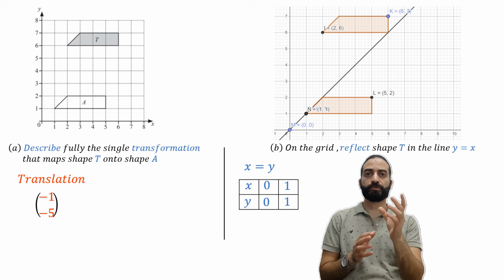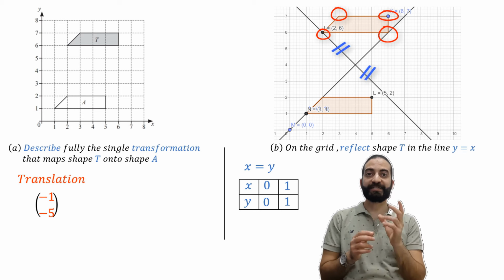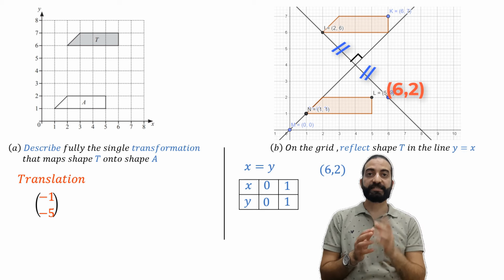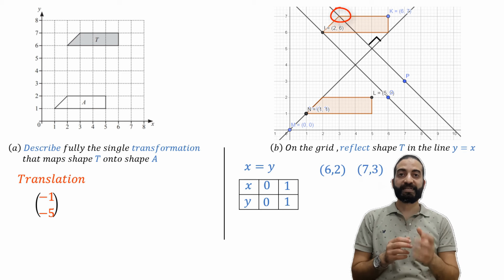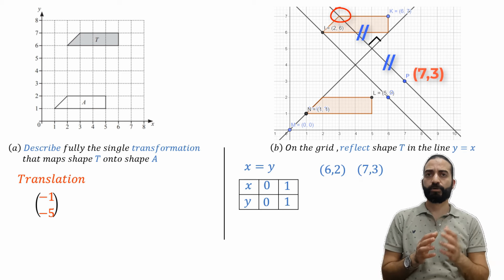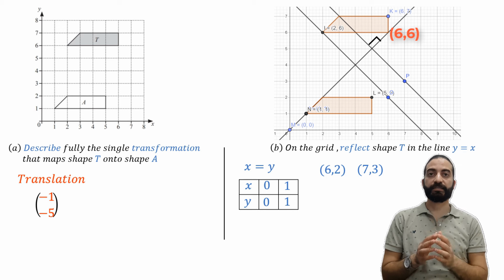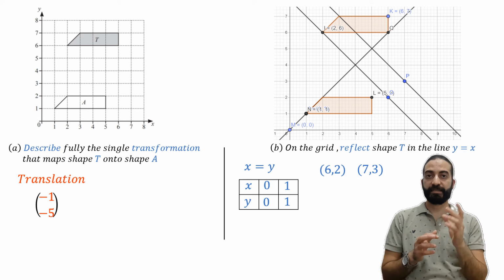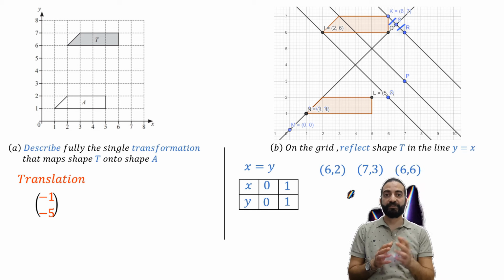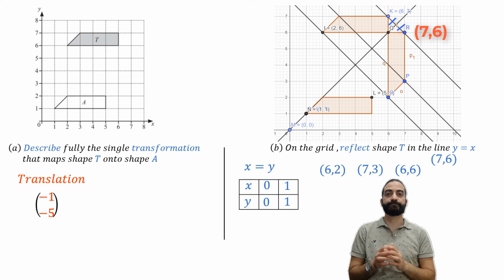Now we must draw perpendiculars from all these points to y equals x, and we must take the same distance to obtain the point (6, 2). We do the same thing here and obtain (7, 3). Because the point (6, 6) is located on the shape and on the line y equals x, we take it. We do the same thing here and obtain (7, 6).